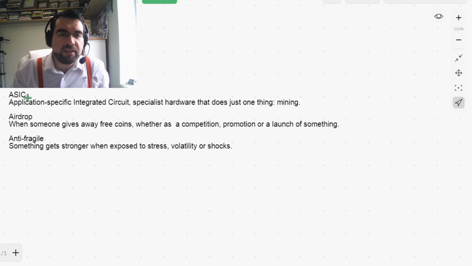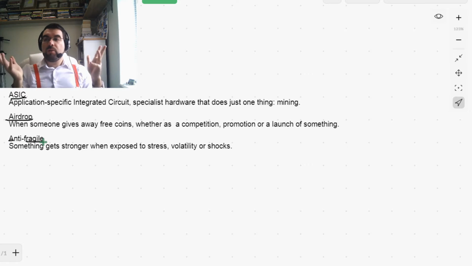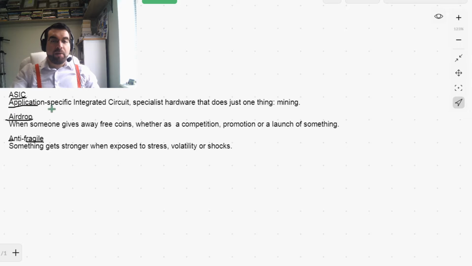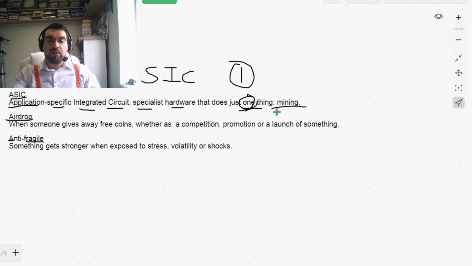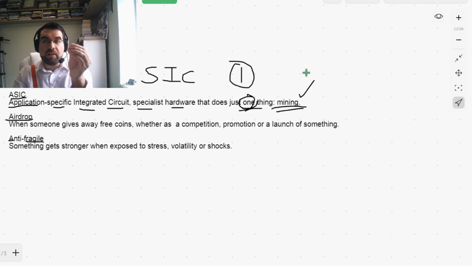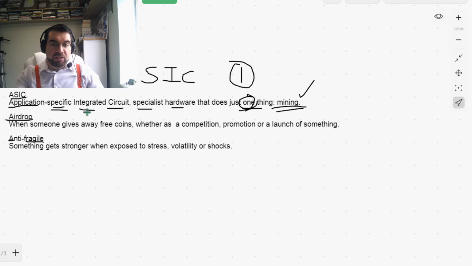Okay, so let's look at ASIC, Airdrop, and anti-fragile. ASIC stands for Application Specific Integrated Circuit. Specialist hardware that does just one thing only: mining. Computer hardware built for one purpose only: mining. So specialist, specific integrated circuit.